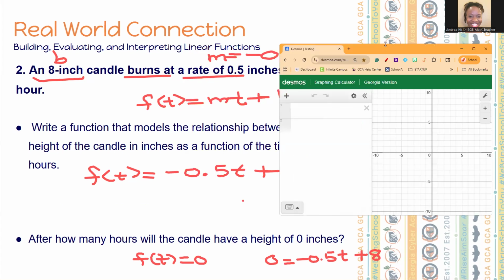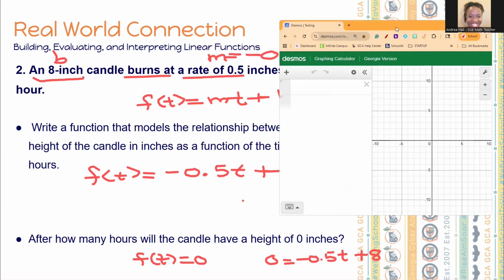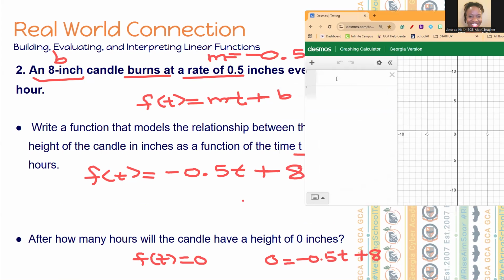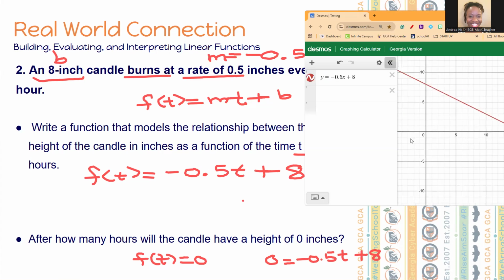All right, so I'm gonna go ahead and put in the function. I already know what my function is. I'm gonna say y equals, I'm gonna graph it, y equals negative 0.5 x. I'm gonna put back x because I'm graphing it, plus 8. Okay, so that's what it looks like. So you can look at the graph visually to see.